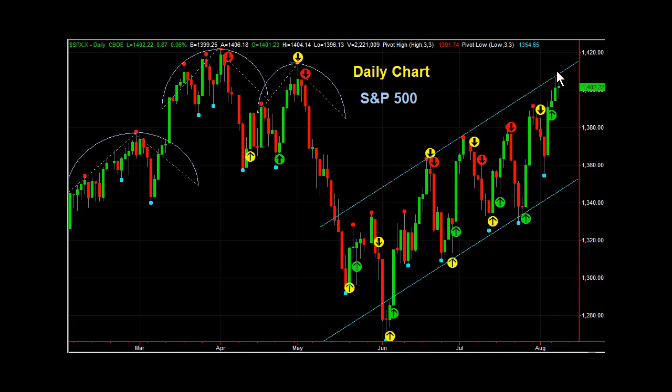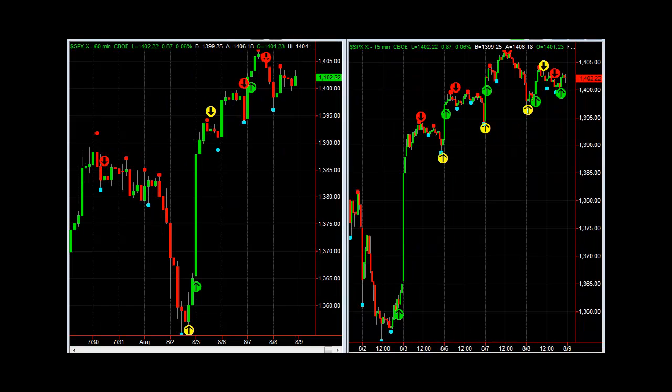We'll see what happens. It got up here to this top channel. I redrew the channel connecting this pivot high, and then put a parallel down here, so it's a nice channel. So currently long again, so we'll see what happens there. And then the last chart I'll show you is the intermediate time frames for the cycle model.